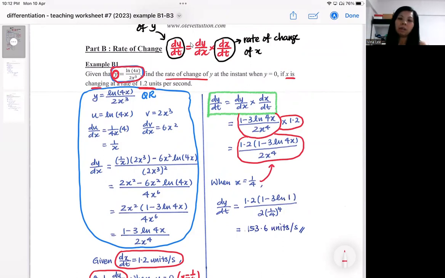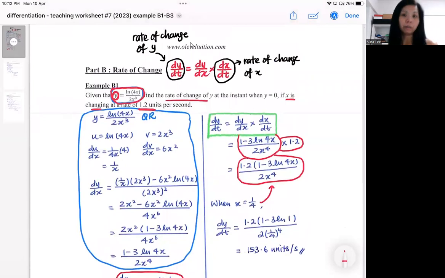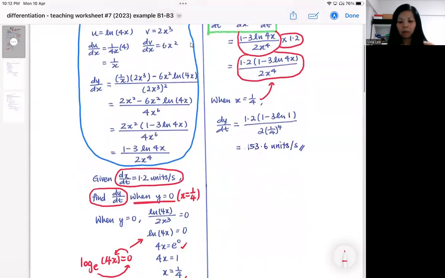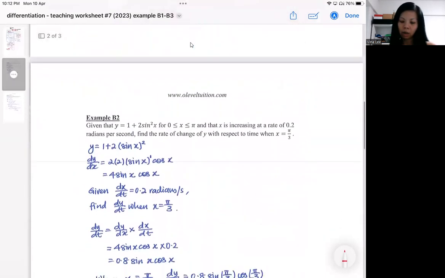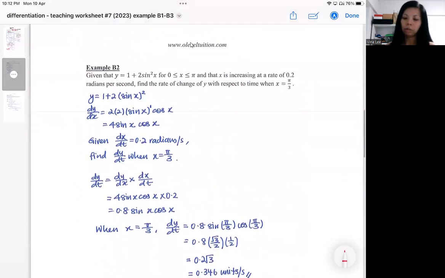So the steps are the same, except that this time around you realize your differentiation is quite long. Some students actually lost track because they spend a lot of time doing the differentiation. They focus on the differentiation, and after that, they don't know what they are supposed to do. But the generic formula for rate of change doesn't change. So hopefully you see the bigger picture in this way. We're going to repeat the same thing in D2.